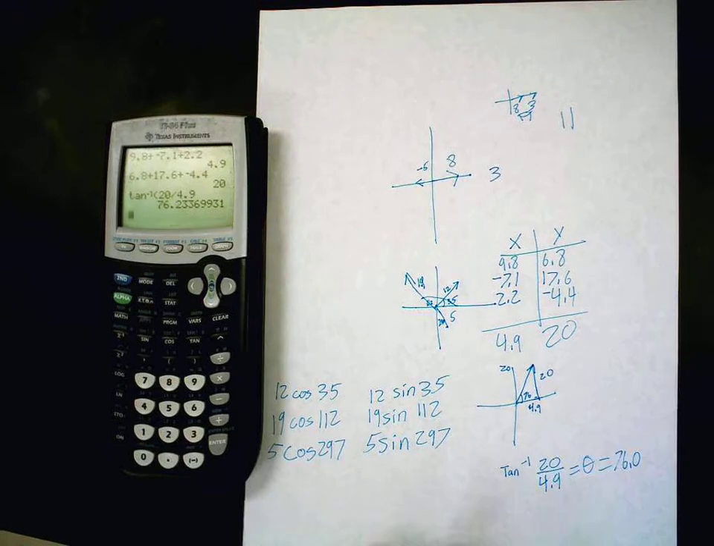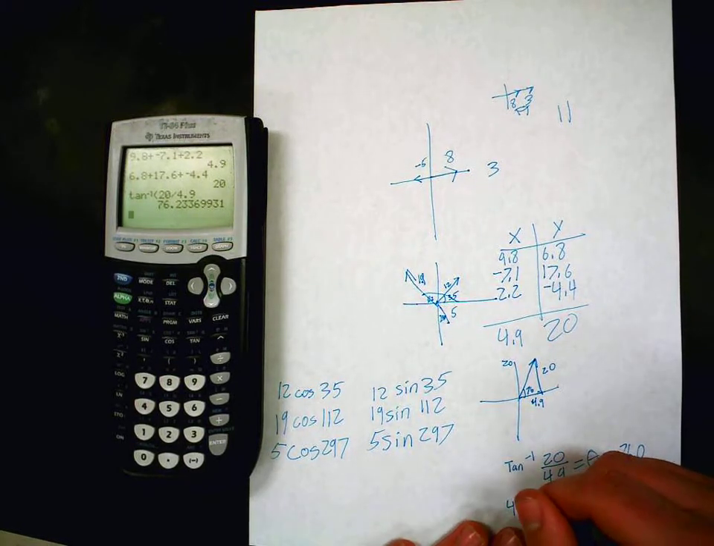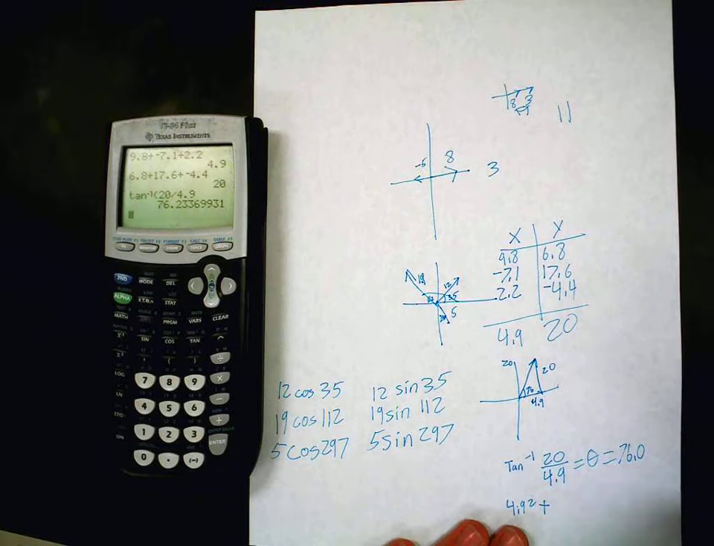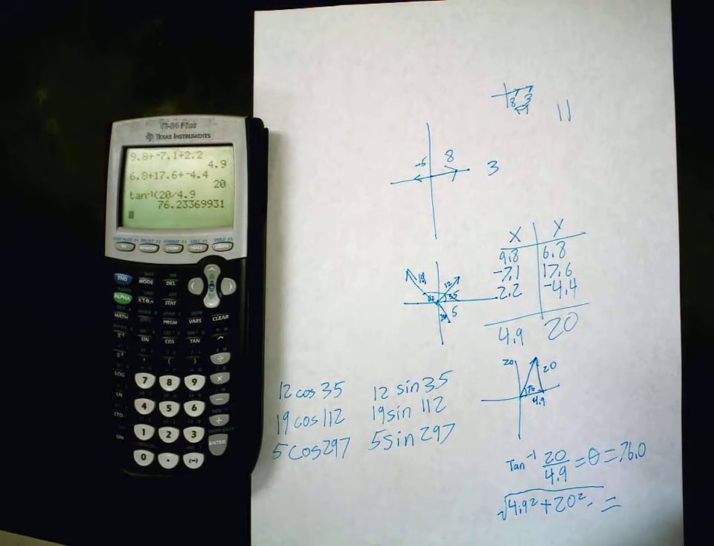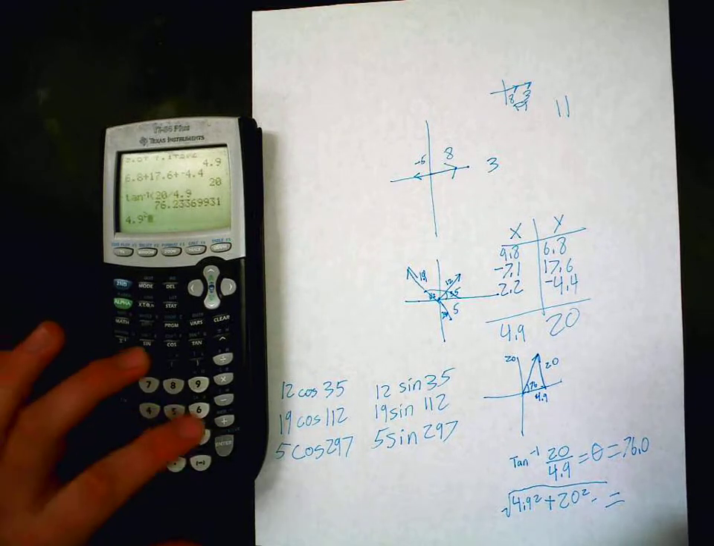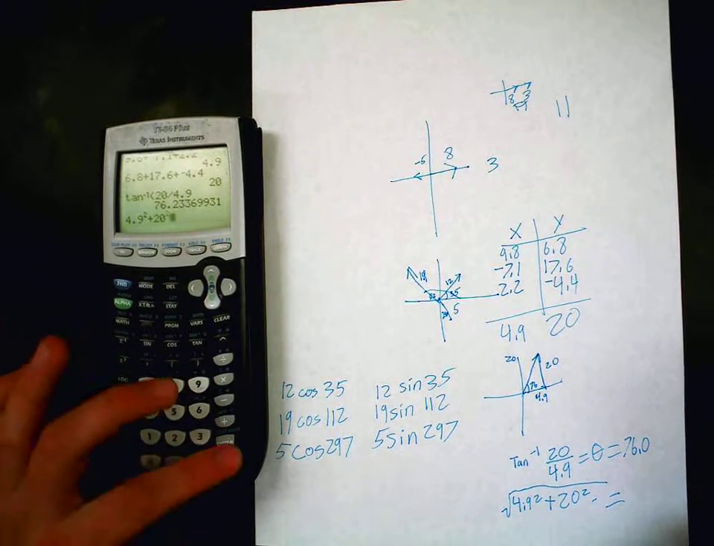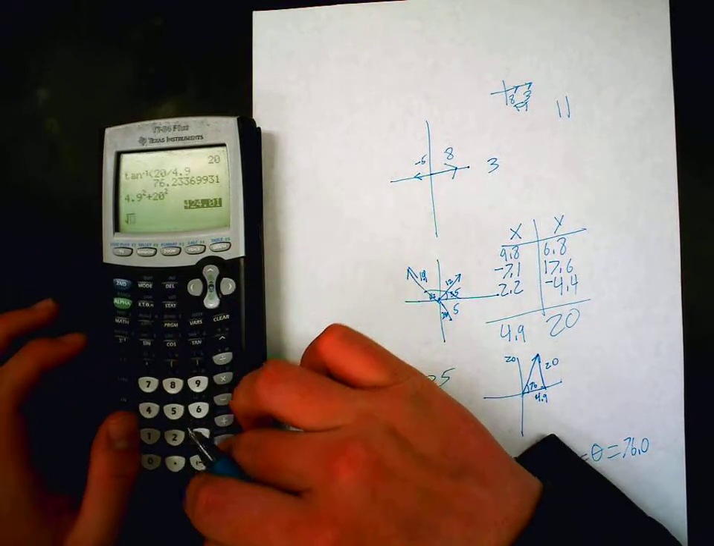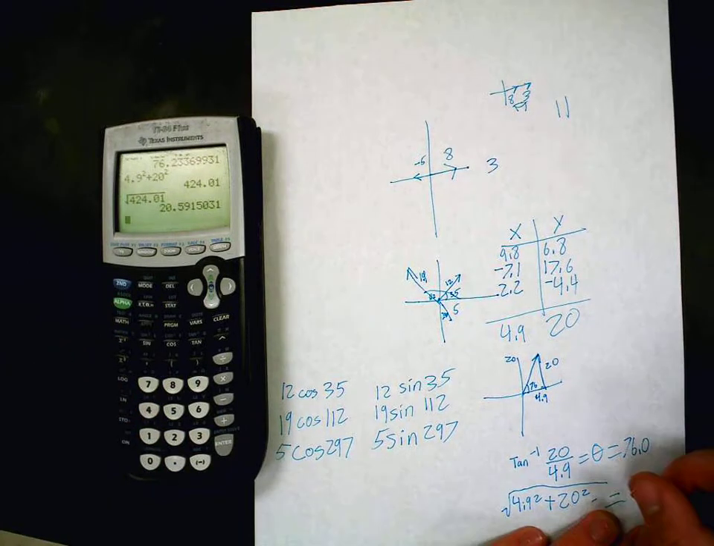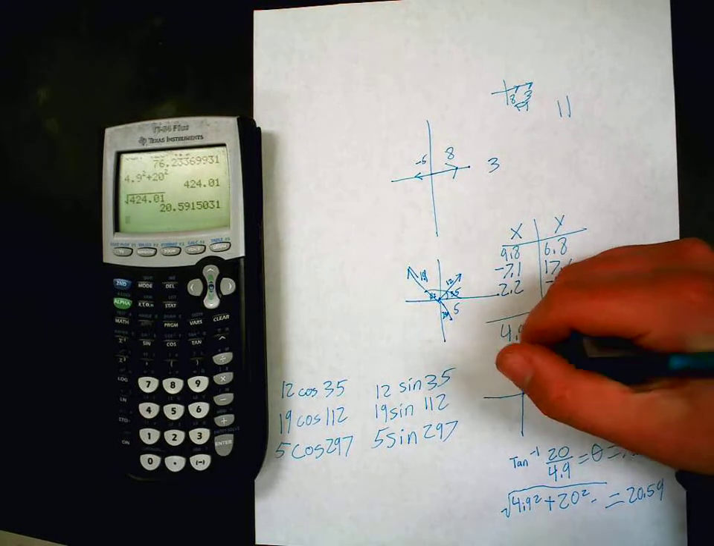Now, what is the magnitude? Here we go. We're going to use that old Pythagorean theorem. 4.9 squared plus 20 squared, square root of that, and that will equal the magnitude of our thing. It's 20.59.